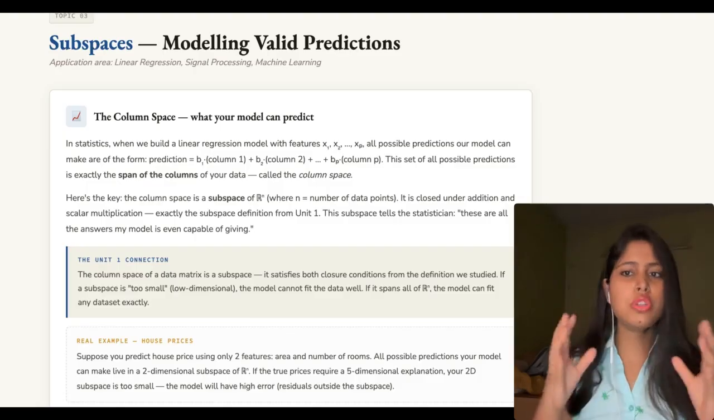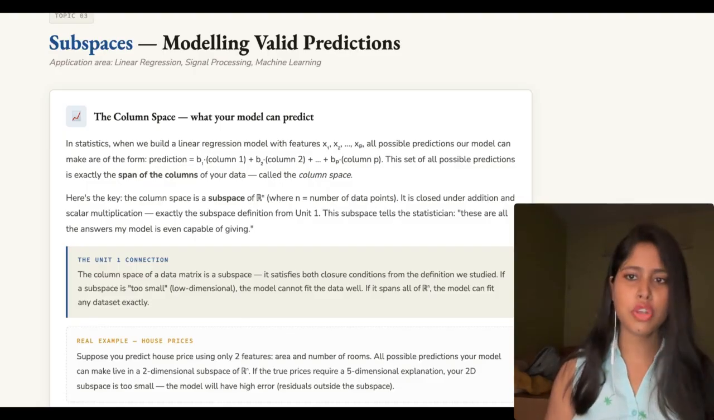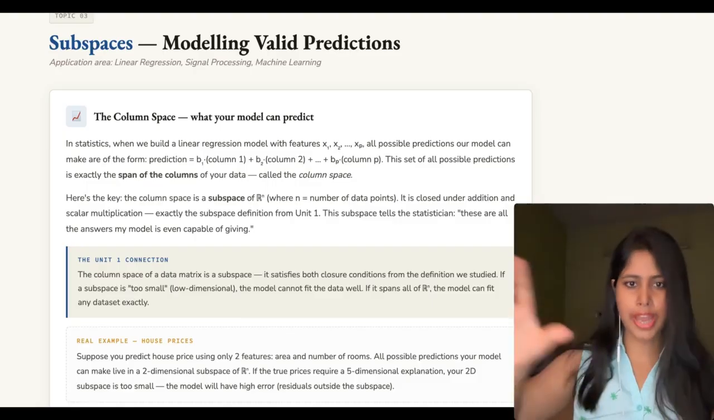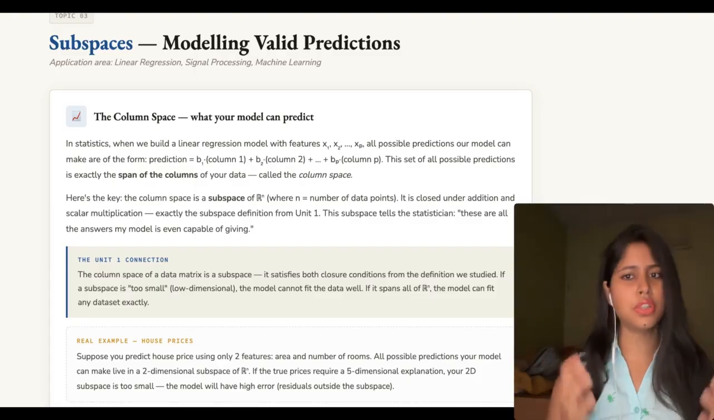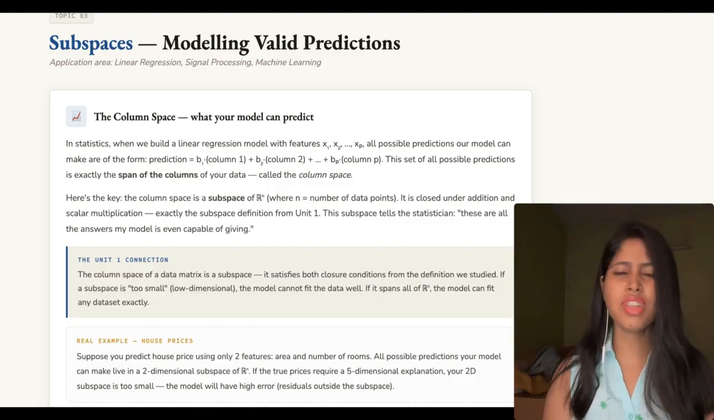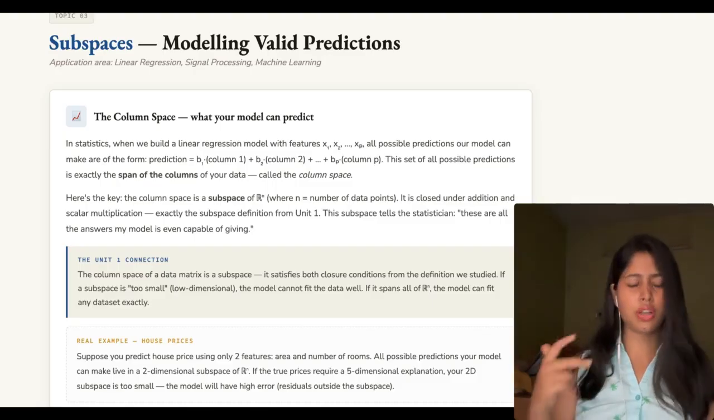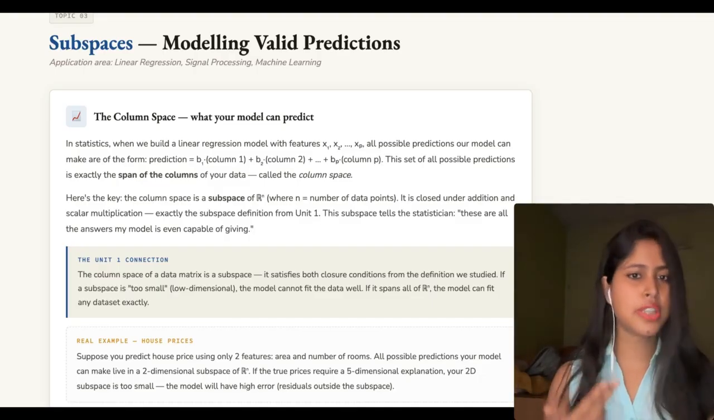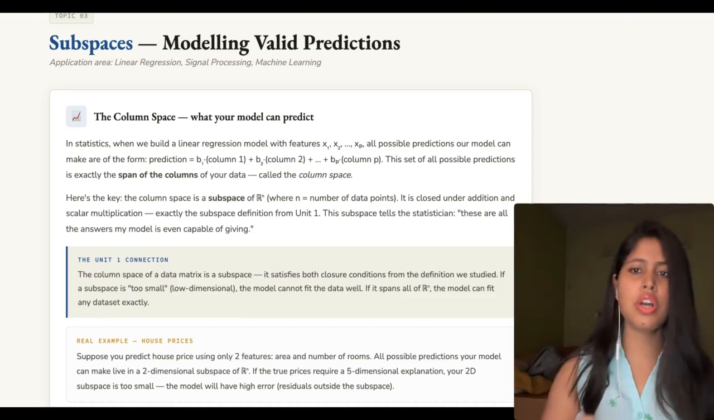Now, you can think of it this way, that your model lives in a subspace. Okay, now your target might be somewhere in the bigger space. The best your model can ever do is find the closest point in the subspace to the target, and the leftover, the gap, is the residual. It lives in the orthogonal complement of the column space, which is another subspace. So in both the cases, we understood how the subspace checks if the model can give the answer or not, right? Now let me give you a real example.